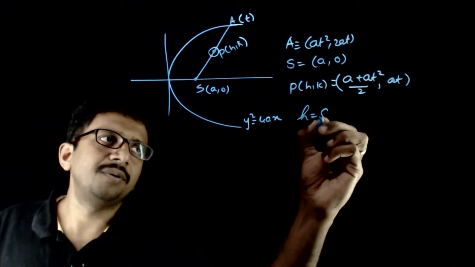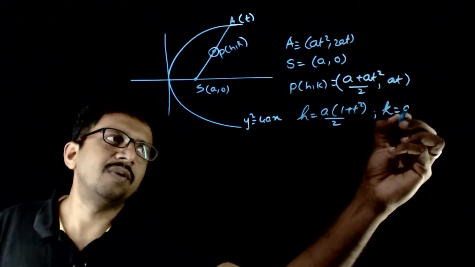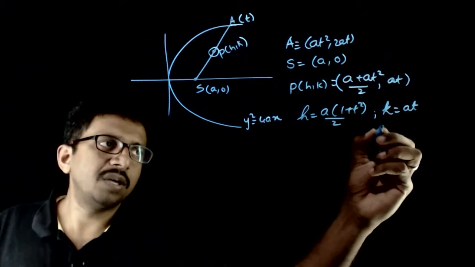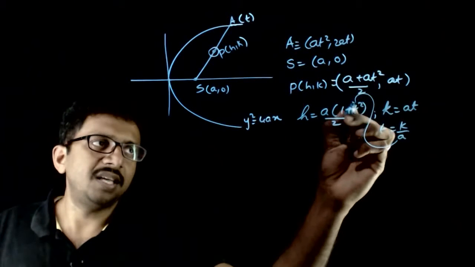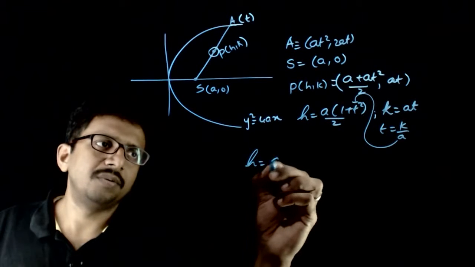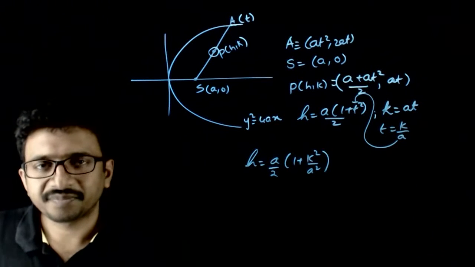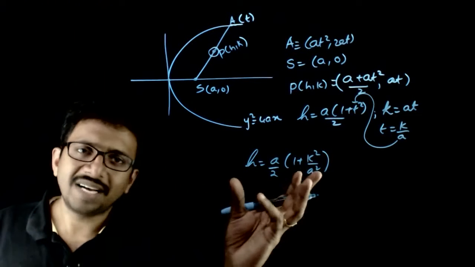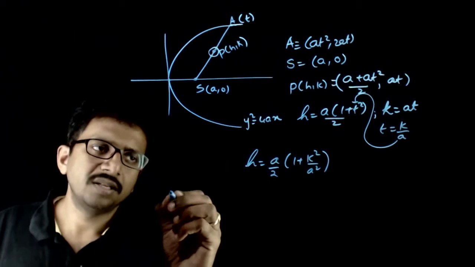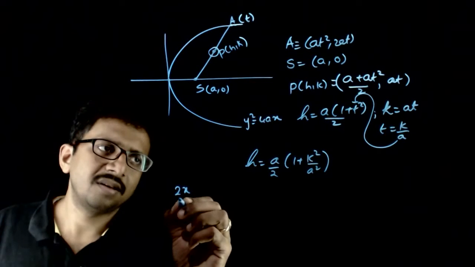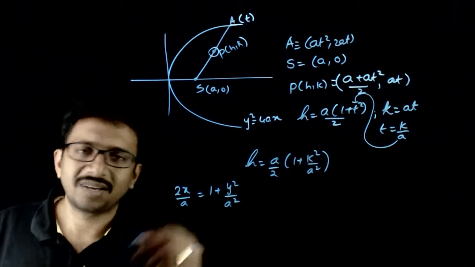So here h is equal to a times (1 + t squared)/2, and k is equal to at. From the second equation, t is equal to k by a, and this t comes here. So h is equal to a/2 times (1 + k squared/a squared). So this will be the condition that (h, k) has to satisfy. Hence the locus is, I just replace h with x and k with y. So the locus is 2x/a = 1 + y squared/a squared.